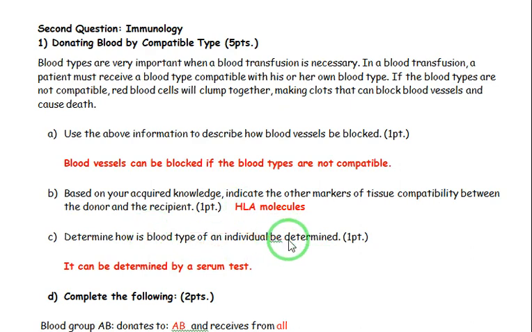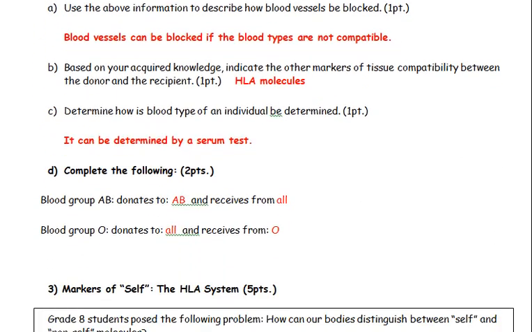Determine how the blood type of an individual can be determined. Yes, it can be determined by a serum test. Part D. We have to complete the following. Blood group AB donates to what? Of course, only to AB, and receives from all. That's why AB is called the universal recipient, because it can receive from all other groups.